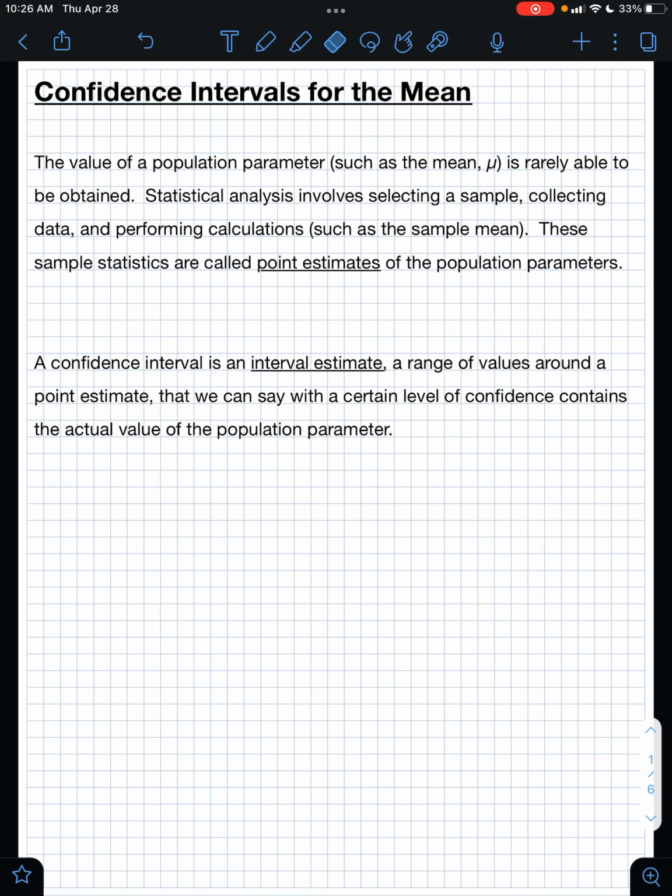So one simple step to doing that is that, instead of using a single value to estimate the population mean, we can use a range of values and say, okay, here's what I got for my sample mean. It's probably not exactly right, but it's probably pretty close. So we take our point estimate, which in this case for us is going to be the sample mean, and then we're going to construct an interval around it.